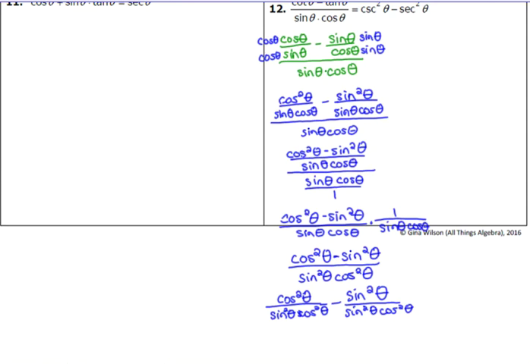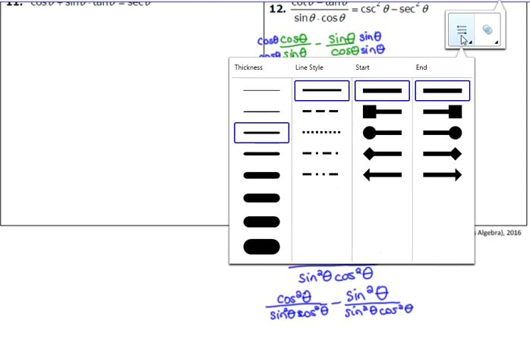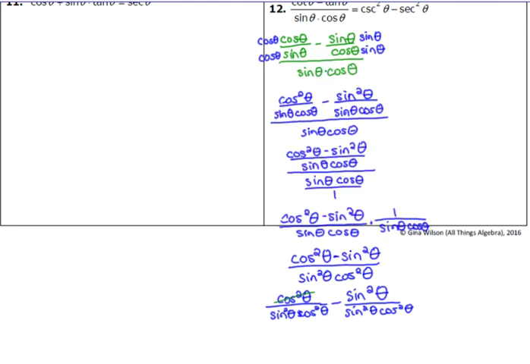But what this has done is, look, now I can simplify this. Cosine squared over cosine squared, let me change colors so you can see. Cosine squared over cosine squared, that cancels. 1 over sine squared is cosecant squared. In the second one, the sine squareds cancel. 1 over cosine squared is secant squared. And that's what we are supposed to have. Cosecant squared of theta minus secant squared of theta.